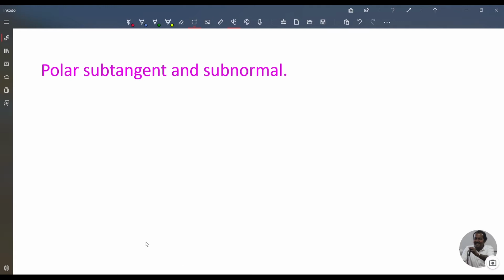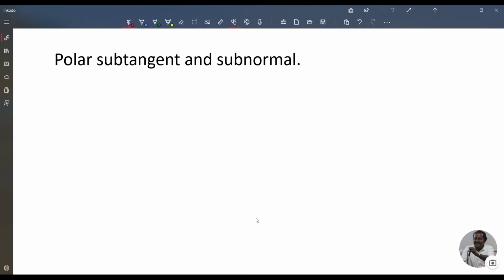Good morning all. In today's class on analytic geometry, we'll discuss polar subtangent and subnormal. Let r equal to f of theta be a polar curve and let P(r, theta) be a point on the curve.